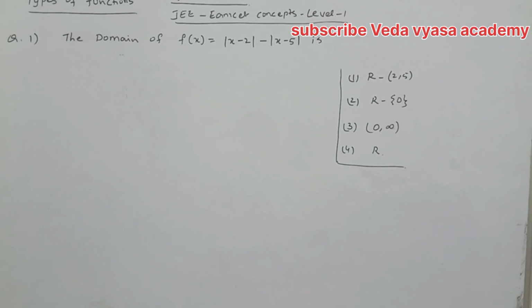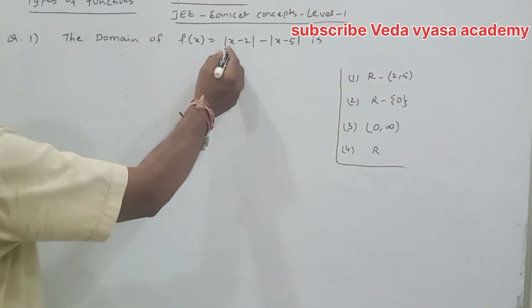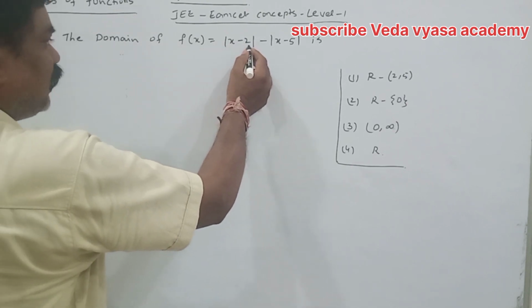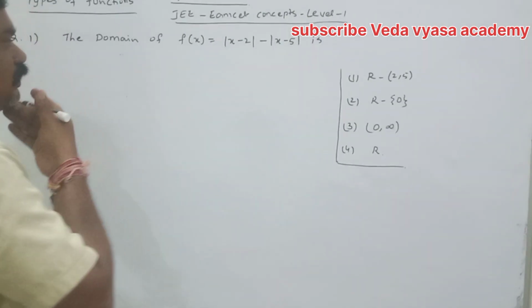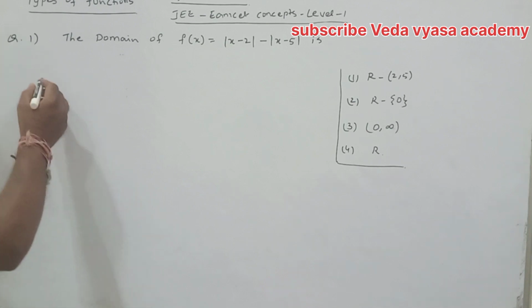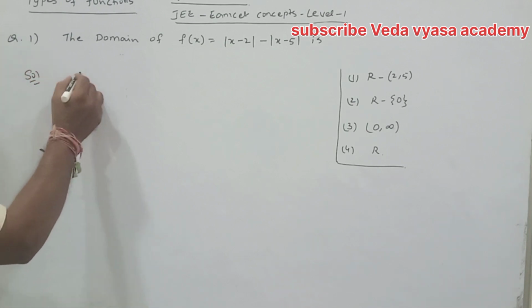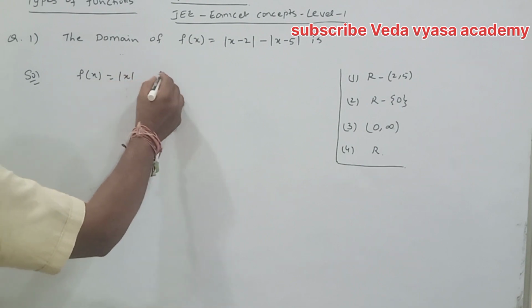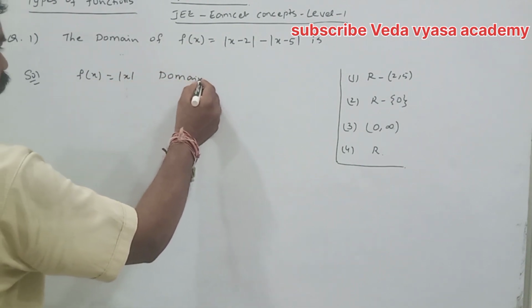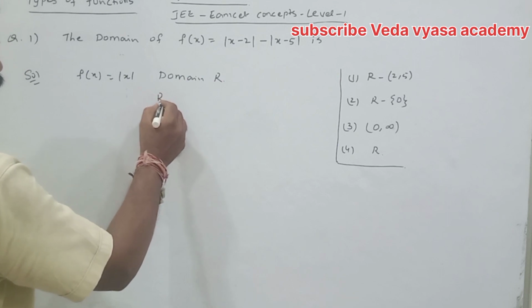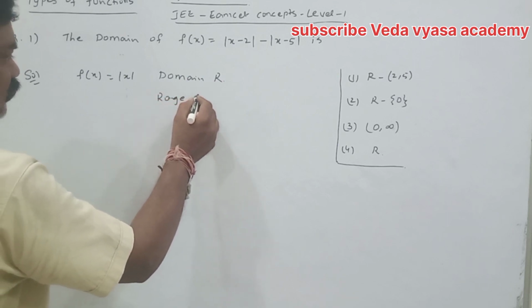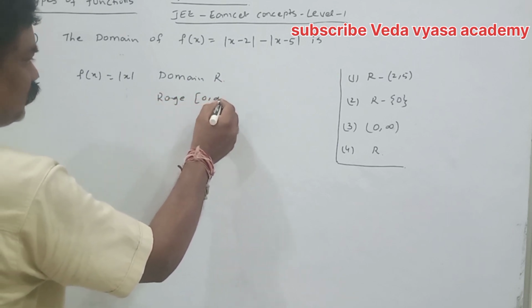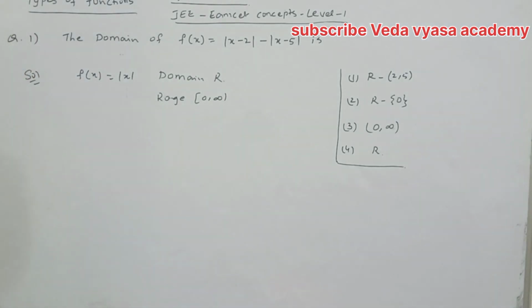Here we have one more problem on functions. The domain of f of x is equal to modulus x minus 2 minus modulus of x minus 5. So here f of x is equal to mod x. This domain is what? Domain is R, and the range is the closed interval 0 to infinity, open.